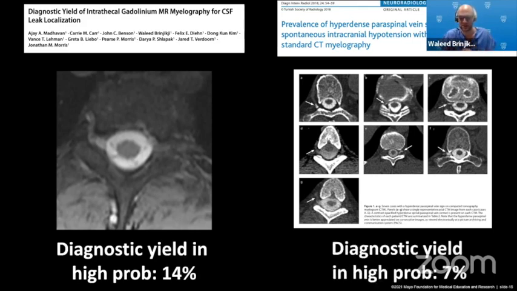CT myelography, the diagnostic yield was 7%. And these are patients that definitely have a leak. They have brain sag. They have the pachymeningeal enhancement. We were not finding the leaks in these patients.